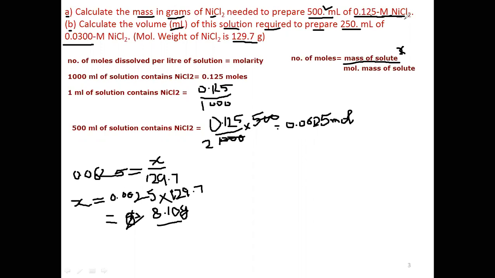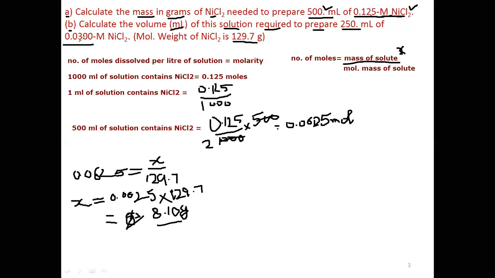0.125 molar nickel chloride solution. It was a very easy numerical without knowing any formula. Just by knowing the definition of molarity, we have calculated that we need 8.10 gram of nickel chloride to prepare 500 ml of 0.125 molar nickel chloride solution by applying a simple mathematical operation called the unitary method.